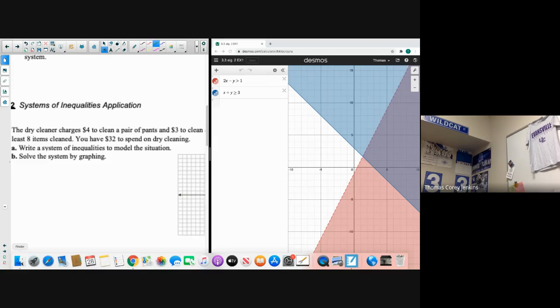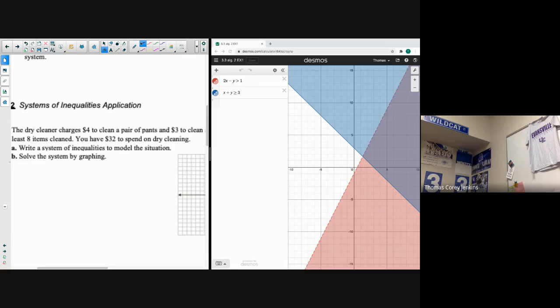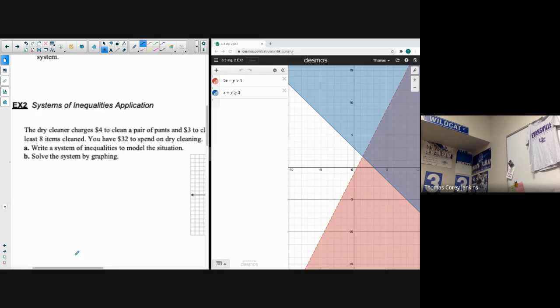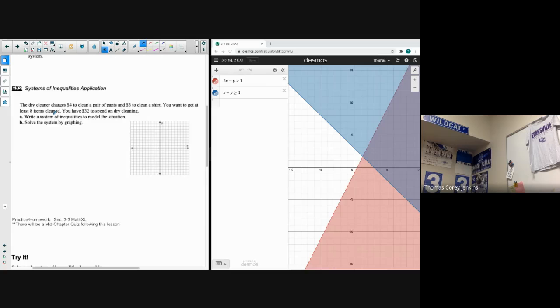Okay, so looking at the next problem, a word problem. Make it a little smaller so everything fits. It says the dry cleaner charges $4 to clean a pair of pants and $3 to clean a shirt. You want to get at least 8 items cleaned. You have $32 to spend on dry cleaning. Then they want us to write a system to model that and then graph it.